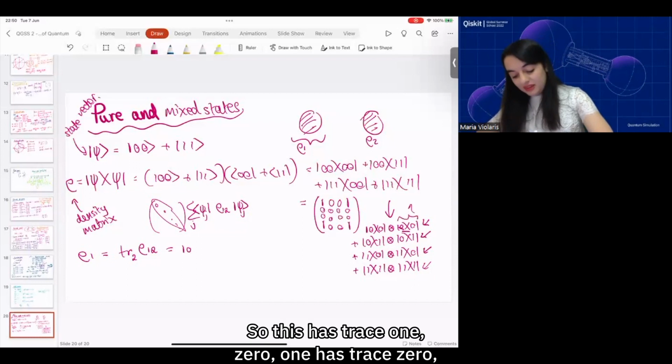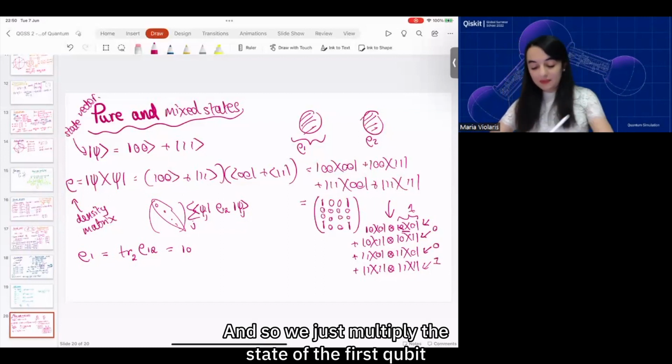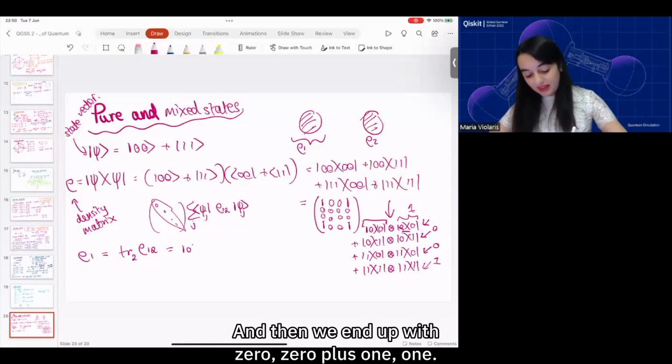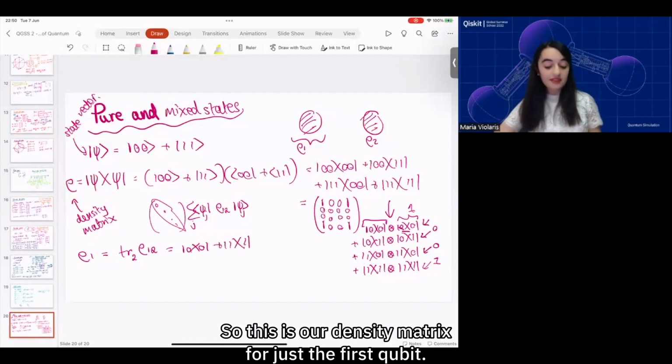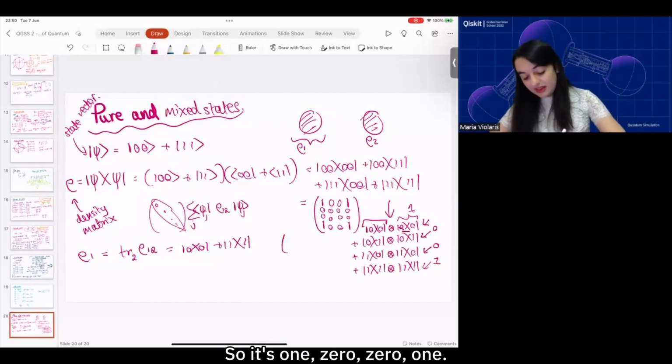So this has trace 1, 0, 1 has trace 0, 1, 0 has trace 0, and 1, 1 has trace 1. And so we just multiply the state of the first qubit by each of those factors, and then we end up with 0, 0 plus 1, 1. So this is our density matrix for just the first qubit. So it's 1, 0, 0, 1.